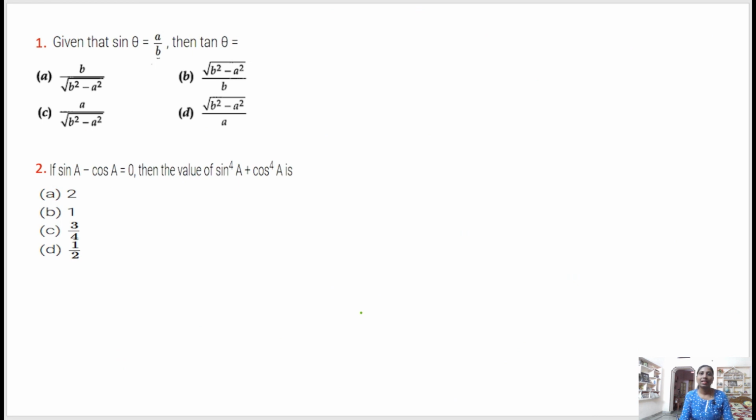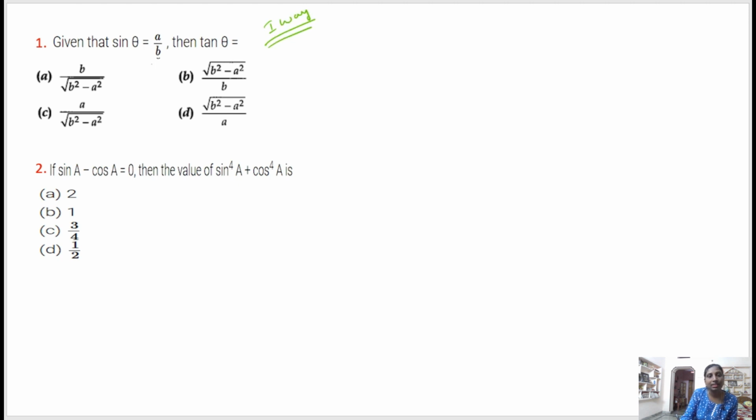Okay friends, let us read the first question. Given that sin theta is equal to a by b, then tan theta is equal to, we have four options. Okay, so to solve this we have multiple ways. There are so many ways to solve this. I will explain two ways. The first way is the easiest way.